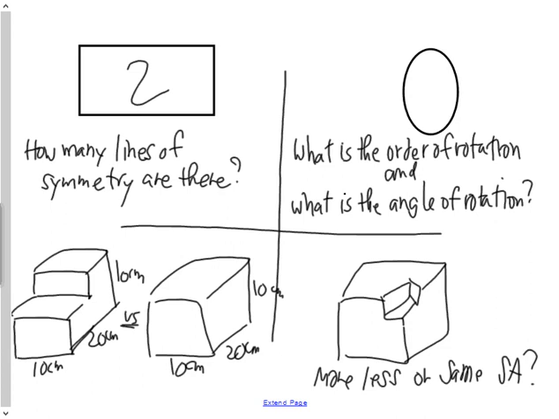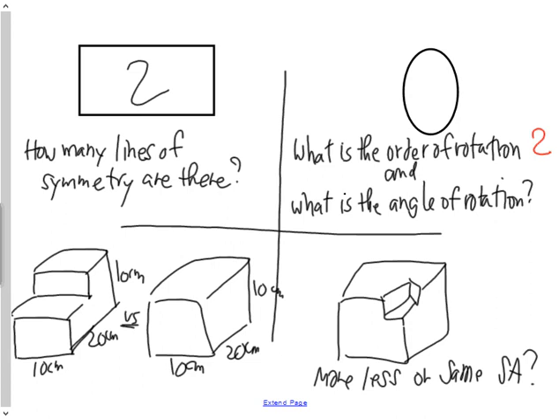And the second question is, what's the order of rotation and what's the angle of rotation? So remember, the order of rotation is how many times a shape appears as itself as it started when you rotate it 360 degrees. As I rotate this, halfway through the rotation it appears as itself, and a full rotation it appears as itself again. So the order of rotation, we say, is 2.